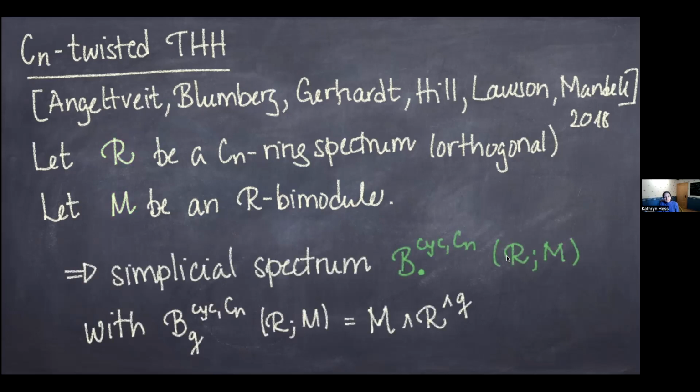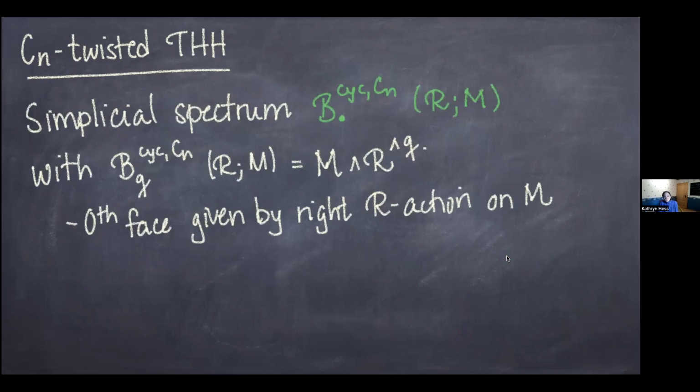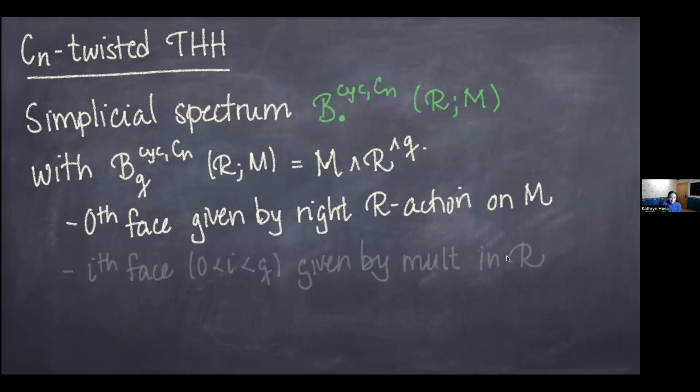And from this data, you can build a simplicial spectrum that in its qth level is just M smashed with Q copies of R. And so what are the face maps here? This is where the twisting is going to show up. The zeroth face map is just given by using the right R action on M. The ith face maps for i between 0 and q are just given using the multiplication in R.